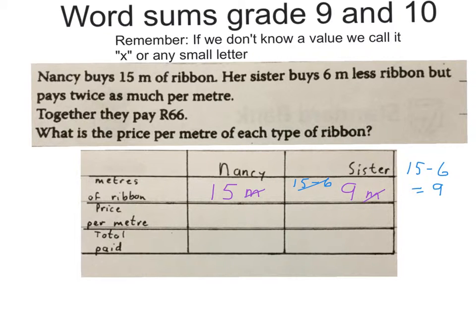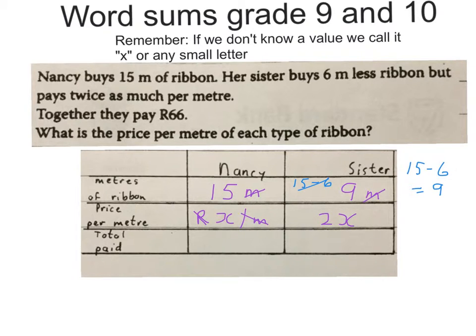So we don't know what Nancy paid as a price per meter, but we know that the sister paid twice as much. I said in the beginning that if you don't know something, you might replace it with X. So I'm going to put an X here under Nancy because we don't know what her price was. So we're going to assume that Nancy paid X Rand per meter. I take the Rand out, I take the per meter out because otherwise there's too many variables here. It does say the sister pays twice as much per meter. So that means 2x. So that's twice as much as what Nancy paid.